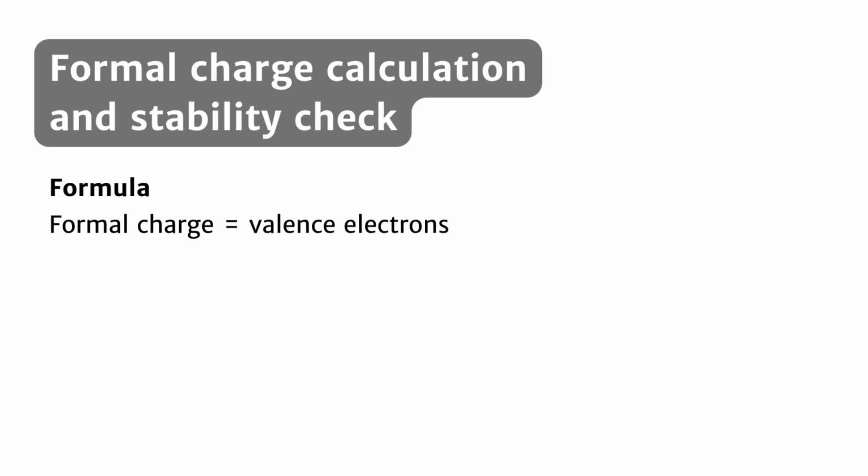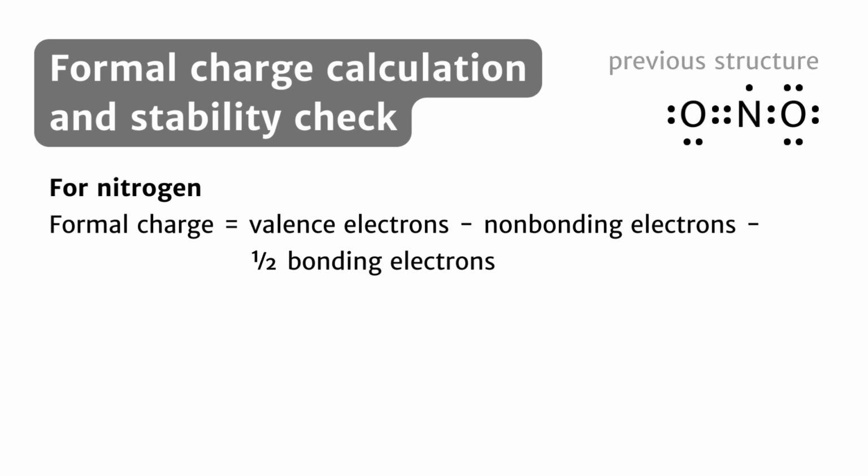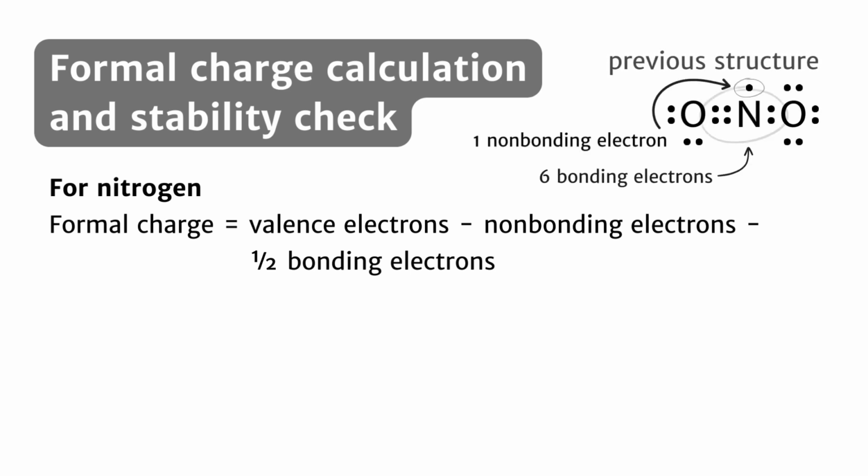This is the formula we can use to calculate formal charges for the NO2 Lewis structure. Formal charge equals valence electrons minus non-bonding electrons minus half times bonding electrons. Input the data and allocate the values to determine the formal charges for each corresponding atom. For nitrogen atom, valence electrons is 5, non-bonding electrons is 1, and bonding electrons equals 6. So the formal charge will be equal to 5 minus 1 minus half times 6, which is equal to +1.